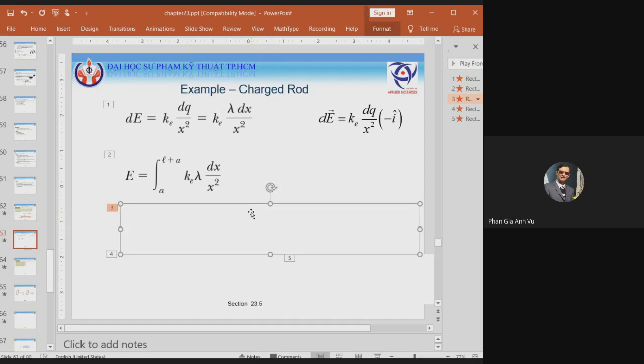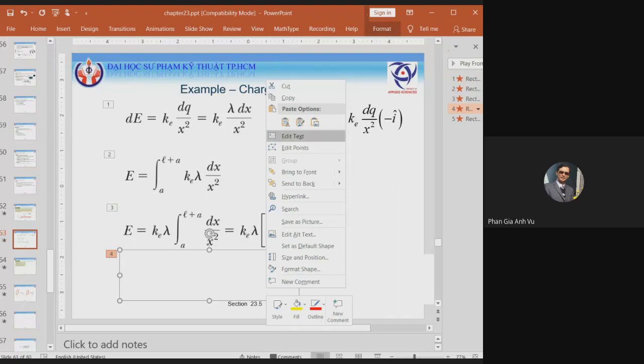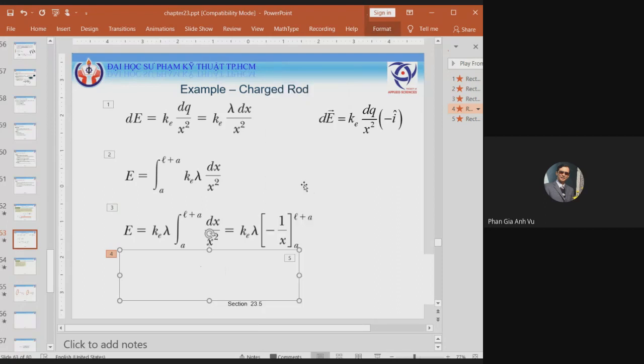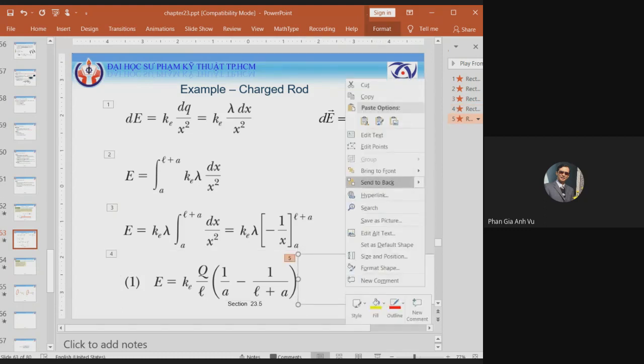Okay, then I look at the integral table at the end of the chapter. I have the integral of dx over x squared is minus 1 over x. Substitute the range a and L plus a into that. Finally I get this one. Or maybe more simply, I get this one.